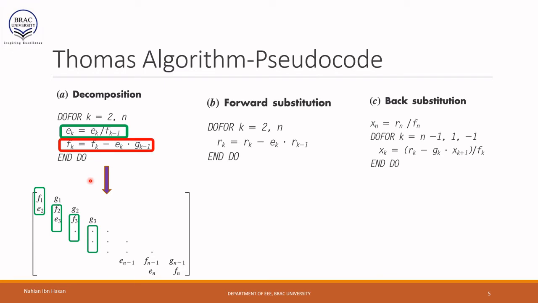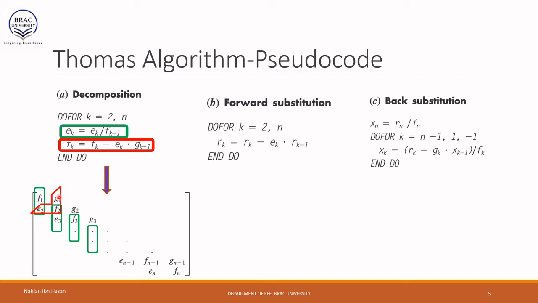And now see the next equation, which is for the F terms. That means we now need to modify the F terms, the principal diagonal elements. And to find out the principal diagonal elements, we need to use the F terms as well as the E terms and G terms. So we need to use all of these three terms to find out a specific F term. For example, if you want to find out the value of F2, you need to use the values of F2, G1 and E2, which are covered within this red region.